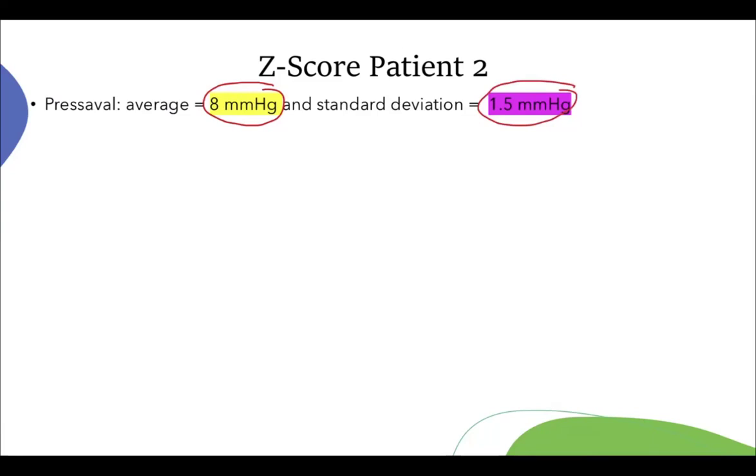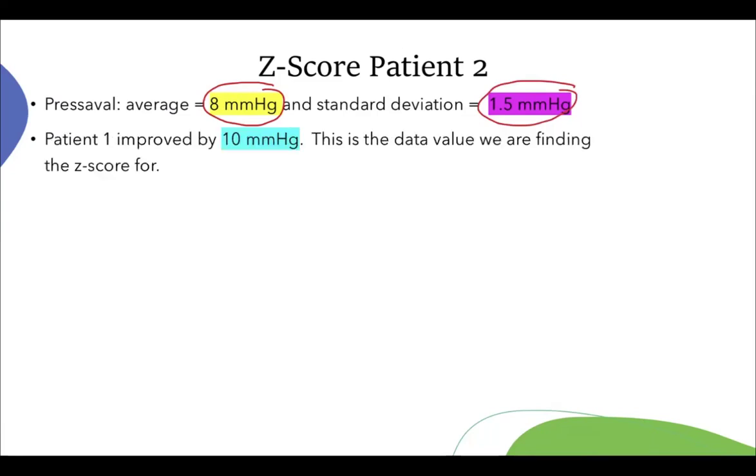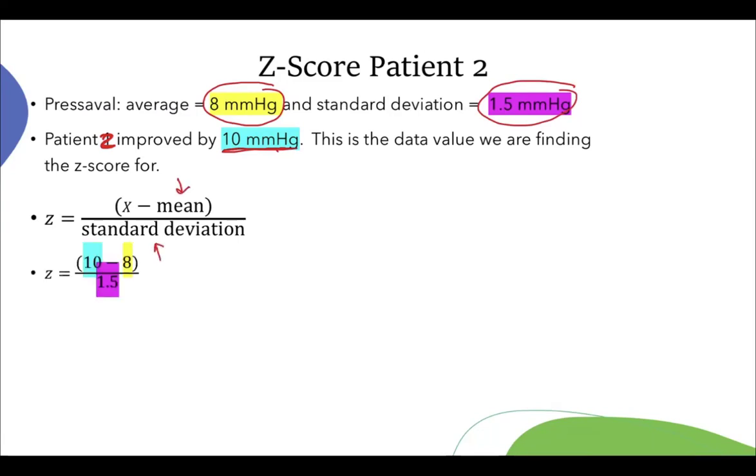So now let's calculate this person's z-score. This patient, patient 2, improved by 10 mmHg. So let's plug in 10 for x, the mean is 8, and the standard deviation is 1.5. Okay, so 10 minus 8 divided by 1.5. And this also requires us to round on the calculator. We're going to get 1.33.